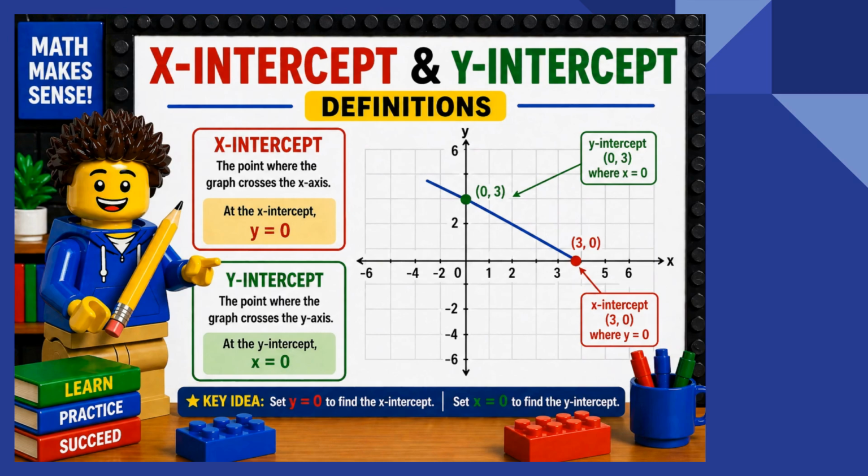In this graph, the y-intercept is (0, 3), because that is the point that crosses the y-axis, and because of that, x equals 0 and y equals 3. Then the x-intercept of this graph is (3, 0), and because of that, y equals 0 and x equals 3.